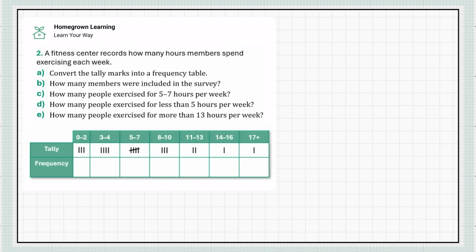Alright, here's another one. A fitness center records how many hours members spend exercising each week. The first thing is we'll convert these tally marks into a frequency. So we've got 1, 2 and 3 here, and then 1, 2, 3, 4 here, 5 with the dash through the middle, 3 here, 2 here, 1 here, and 1 here.